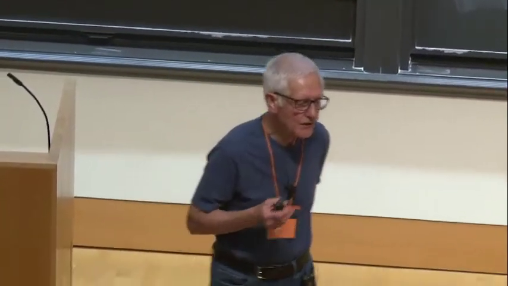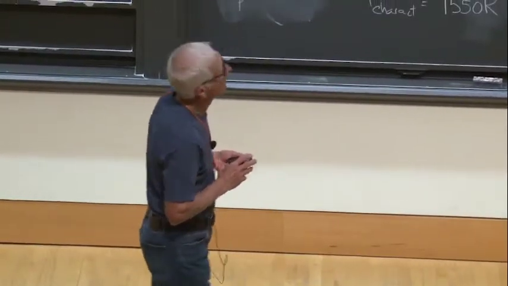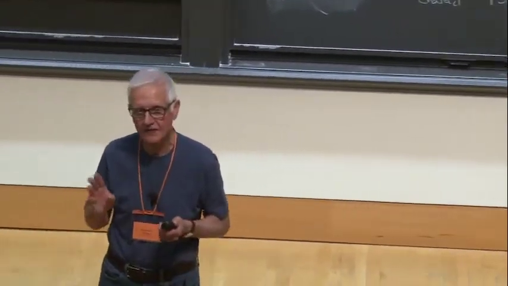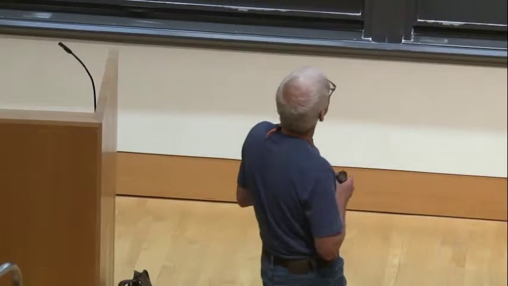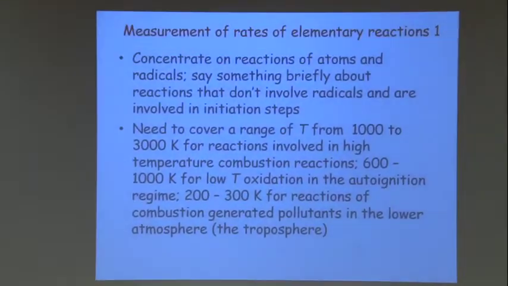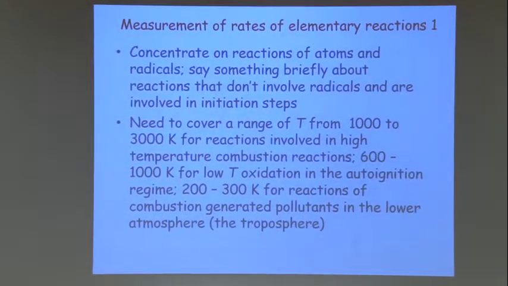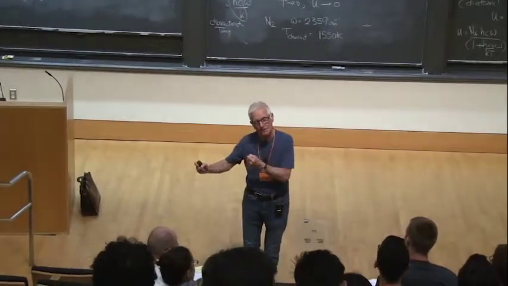Okay, so the next 2 topics relate to the determination of rate constants. And so first of all, we're going to look at experimental methods for determining rate constants. And then later on, probably later on today and tomorrow, we'll start looking at theory. Okay, so we're going to concentrate on reactions of atoms and radicals. We'll say something briefly about molecules later on in initiation steps. Slight caveat to that, some of the reactions that we'll be involved with are unimolecular reactions in which a molecule is falling apart to form radicals.